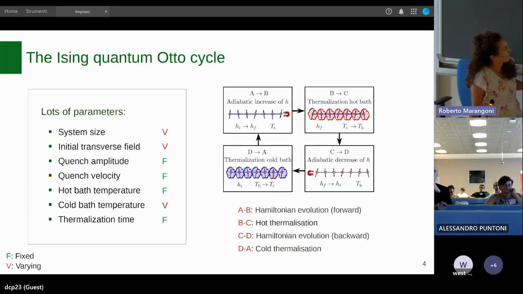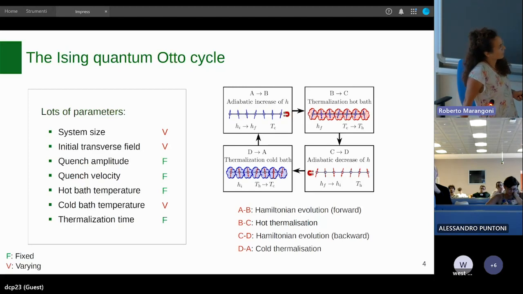But we have some problems. There are a lot of parameters in this system. So to perform our analysis, we have to fix and vary some of them. In particular, we did the analysis by varying the system size, the initial transverse field, and the cold bath temperature.